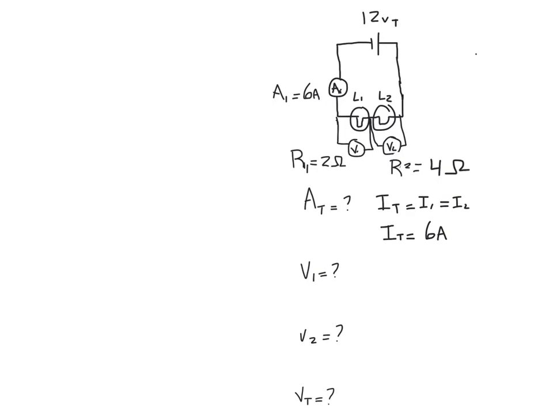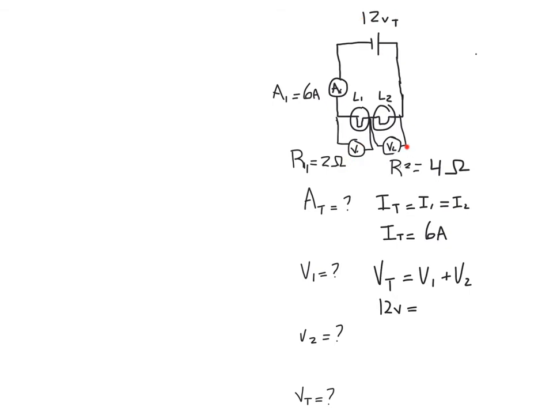Well, our next question is asking about V1. So it wants to know V1. The first thing you always want to do is write down our formula. So VT is equal to V1 plus V2. And we only have two V's here, so I'm going to leave it there. And I'm going to fill in any information that I know. So I know that VT is 12 volts. And I know that because our battery is that. That's where the push is coming from.